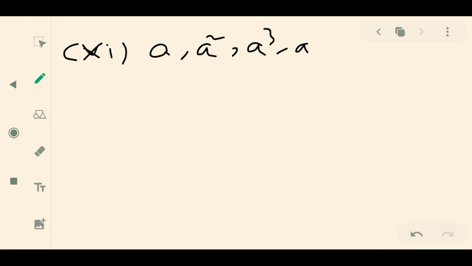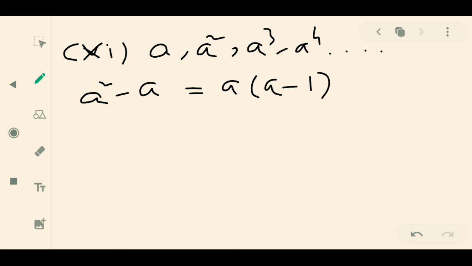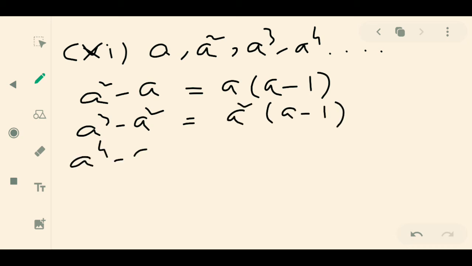I think 9 and 10 you can do by yourself, easy only. So I'm going to do number 11. The terms are a, a square, a cube, a to the power 4. So a square minus a, if you take a common, it is a into a minus 1. Then a cube minus a square, here a square is common, this one also a minus 1 times a square. Then a to the power 4 minus a cube, here a cube is common, times a minus 1.